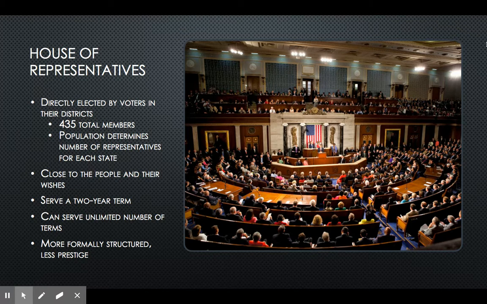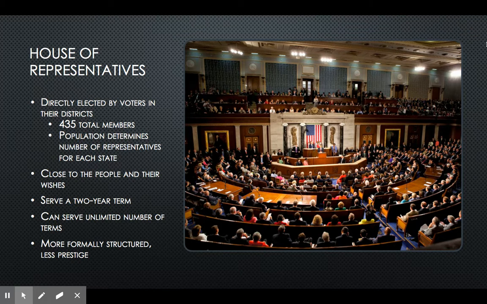Now, the House of Representatives is designed to keep Congress members close to the people and their wishes. So they're elected every 2 years. They serve a 2-year term. And that is to keep them close to those people that they represent. So the idea is that they're representing a certain district, a smaller number of people. They are closer to their constituents and the people they represent.